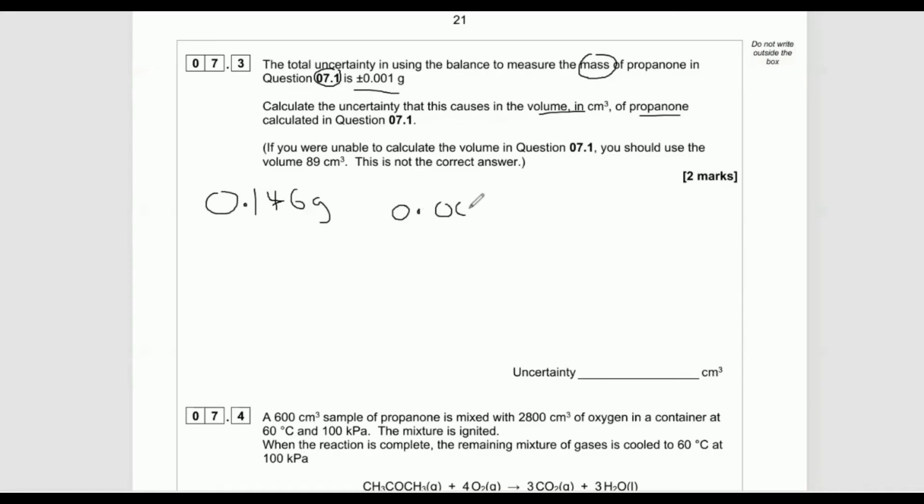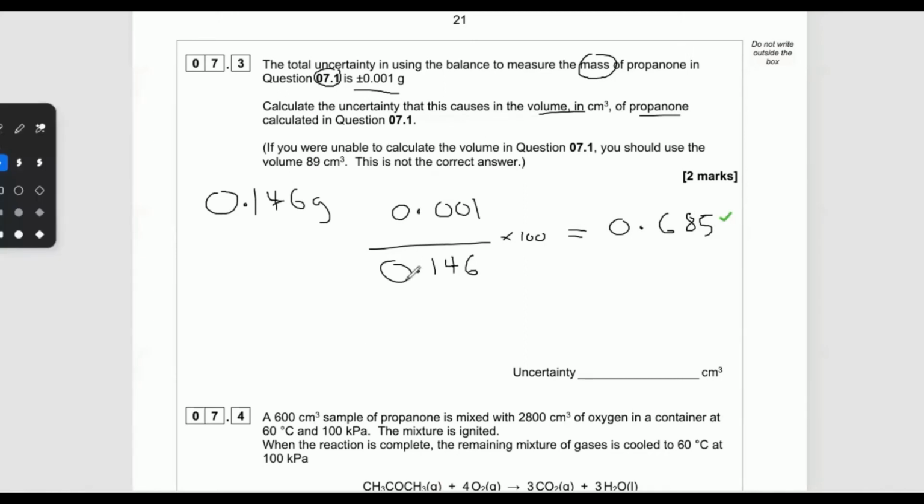It now says, what will be the uncertainty in the volume? Well, we need to start off with our uncertainty in the mass. How you do that is you do the uncertainty over the mass, over your measurement. So 0.001 divided by 0.146 times 100, we're going to get 0.685. Now, that's a percent. Don't think that means 68%. So that scores us 1 mark.